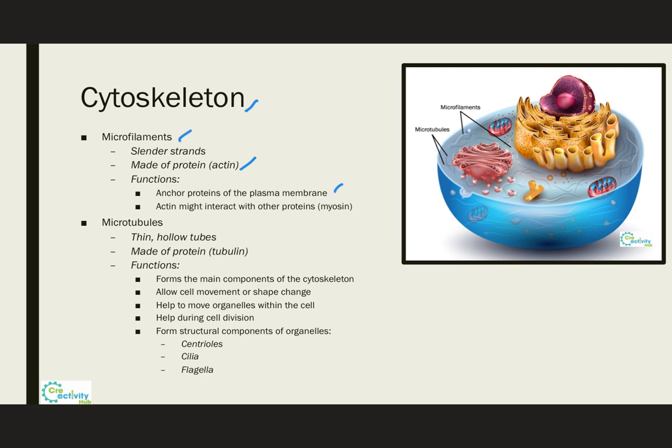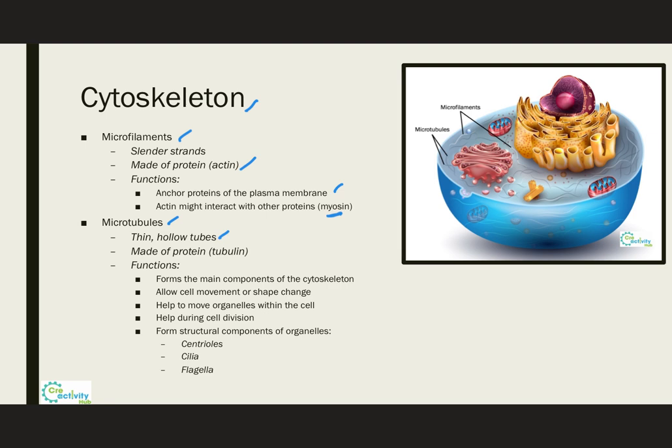It also strengthens the cell and attaches the plasma membrane to the underlying cytoplasm. Also, the actin microfilaments will interact with other microfilaments or larger structures composed of the protein myosin, for example. And this interaction allows part of the cell to move, or it actually allows changes to the shape of the entire cell. The other component of the cytoskeleton are the microtubules, which are these thin hollow tubes.